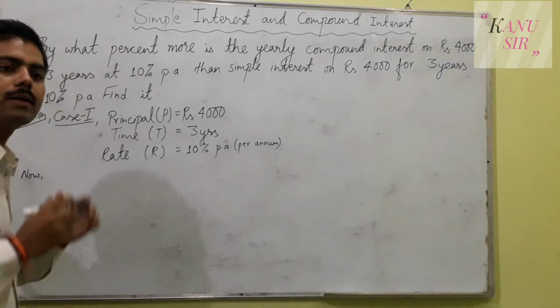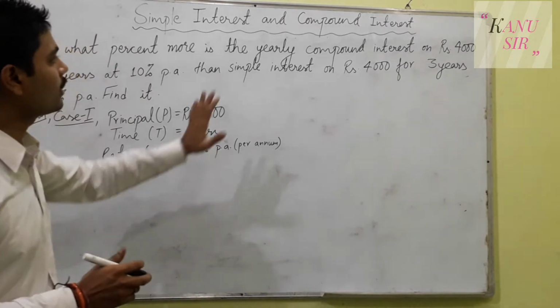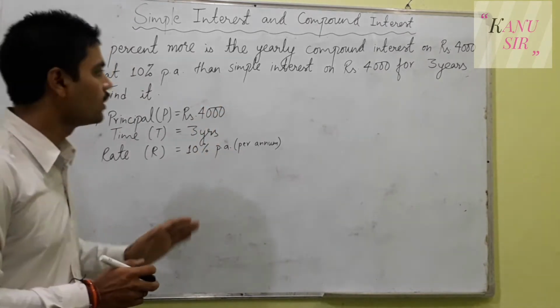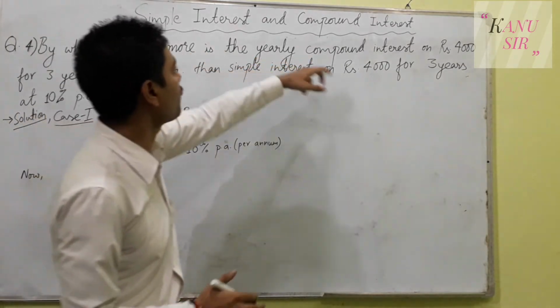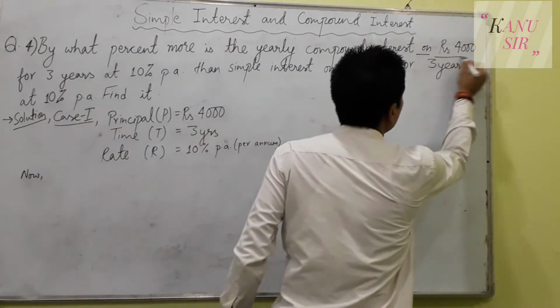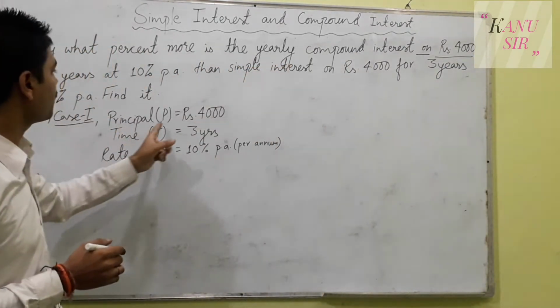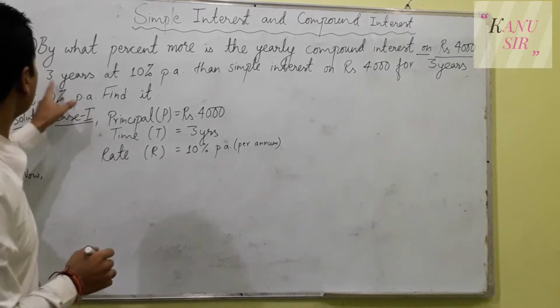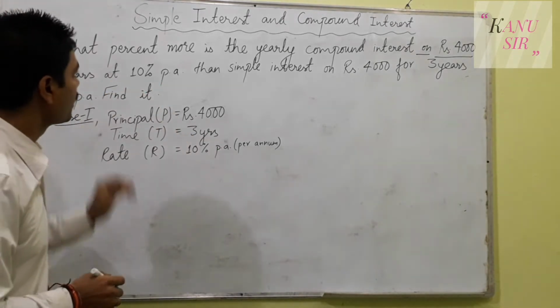Now question number 4, and the question is a little bit longer than in the previous video. By what percentage more is the yearly compound interest on rupees 4,000? Here 4,000 is the principal, for 3 years, which means time is 3 years, and 10% per annum.